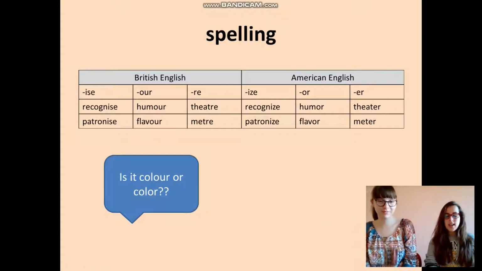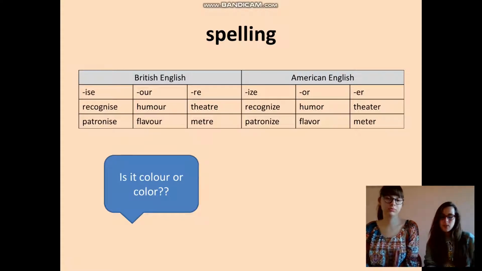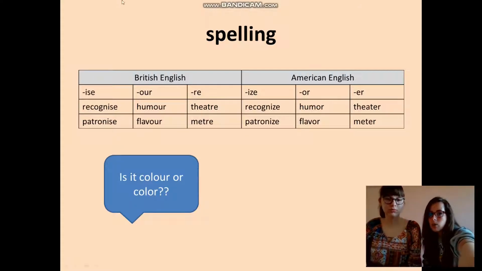Now about the spelling, there are some specific words that are spelled differently, but also there are some general differences. And these are the two differences. For example, when it finishes with or, in British English.